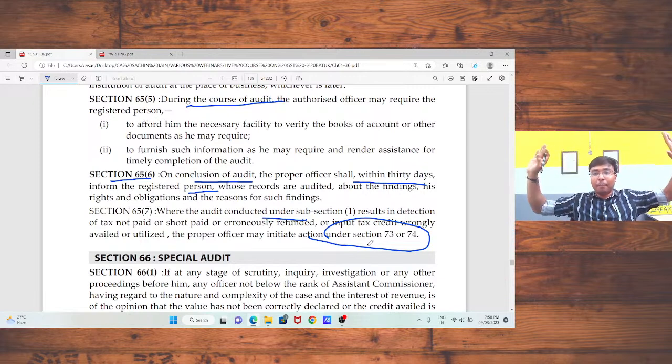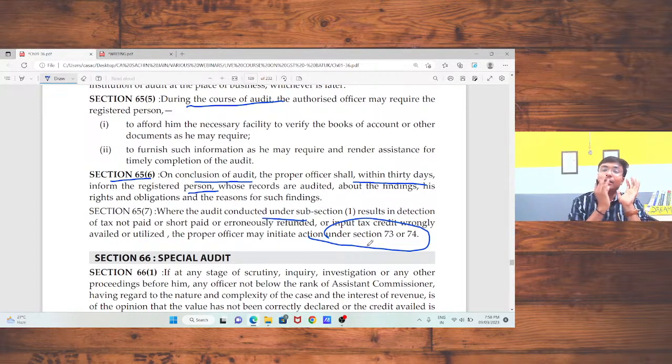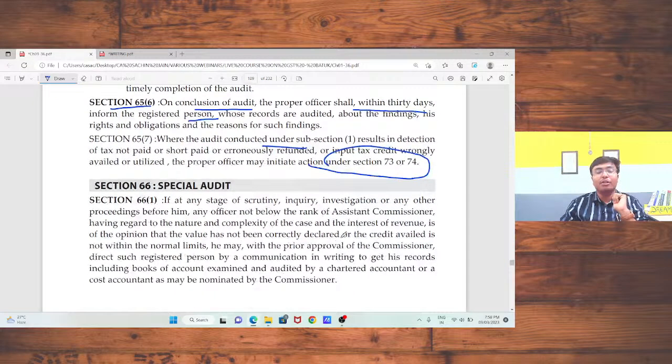Sir, is that okay? So we are going to revise today's session, and section 66, that is special audit, we are going to discuss in our tomorrow's session.